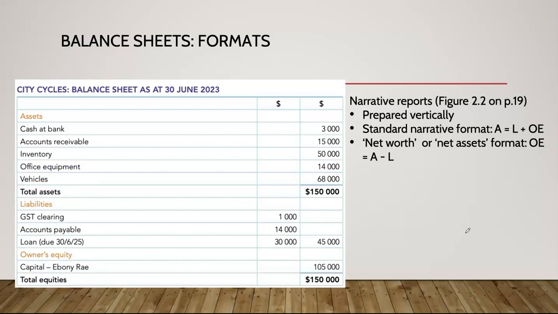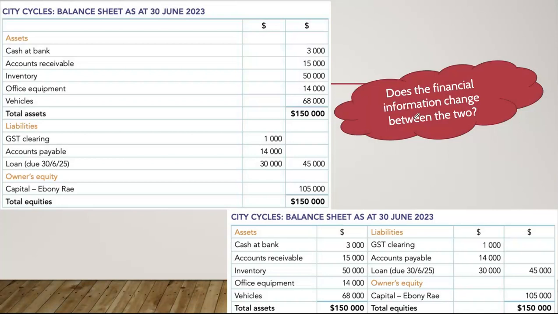Like so. There are not the assets on the left, and the liabilities and owner's equity on the right. It is prepared what we call vertically, up and down. However, if we look at these, my question to you is, does the financial information change? No. In my T-form that you're most likely going to see, we have $150,000 of assets.